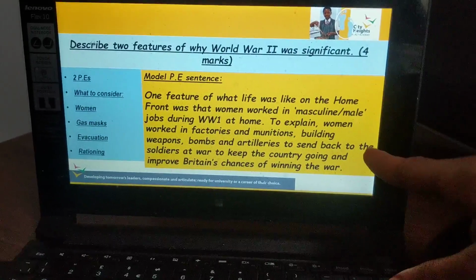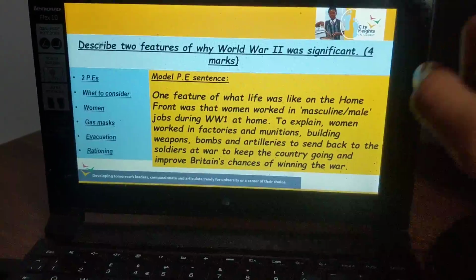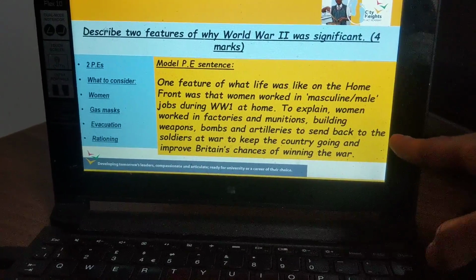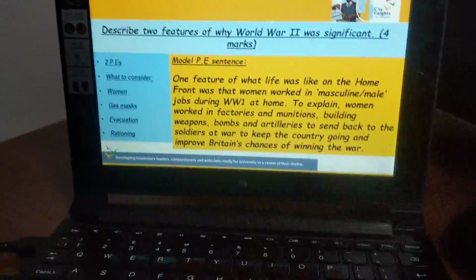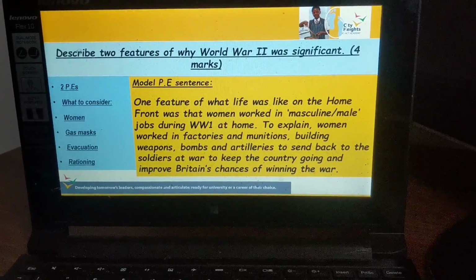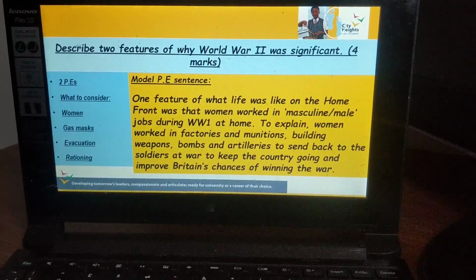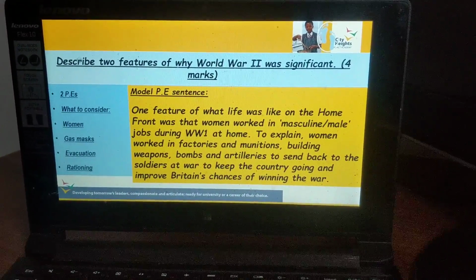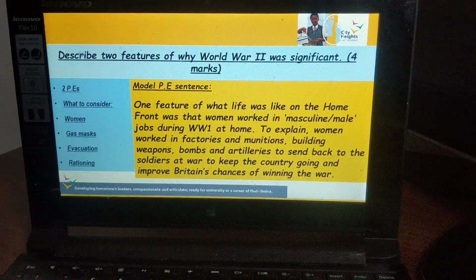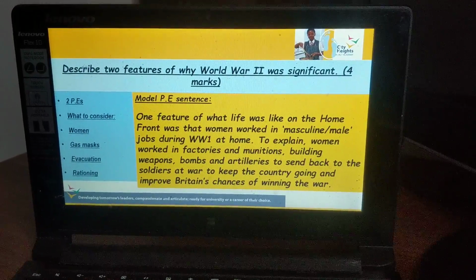I have put on the video a model point, explanation sentence. This is what a point and explanation sentence would look like for this question. You might say, one feature of what life was like on the home front was that women worked in masculine, male jobs during the war at the time. To explain, women worked in factories and munitions, building weapons, bombs and artillery to send back to the soldiers at war to keep the country going and improve Britain's chances of winning the war.